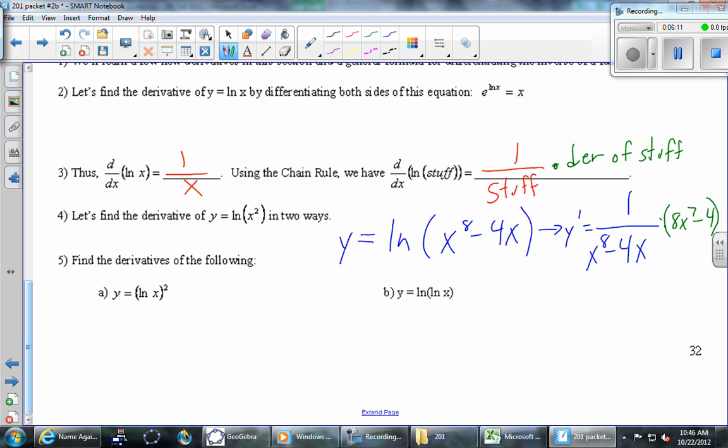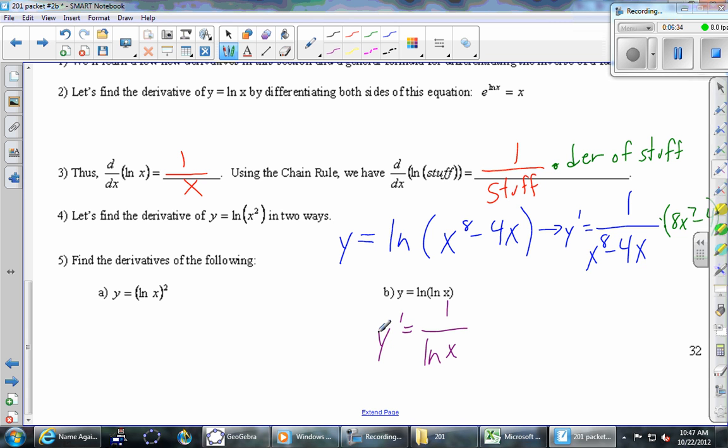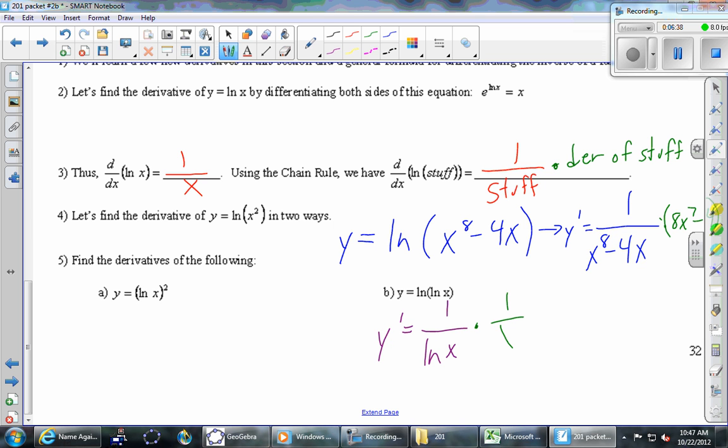Can you guys try part B down here at the bottom? Y equals ln of ln of x. Find the derivative of that. And again, look around. If you're starting and your neighbor is not, give them a hint. Okay, here we go. Y prime equals, what do we get? 1 over ln of x. That's 1 over the stuff times 1 over x. That's times the derivative of the stuff.